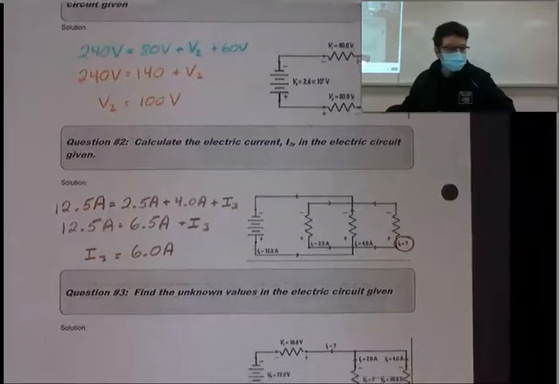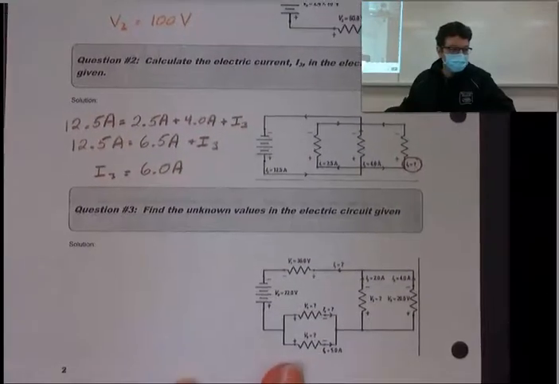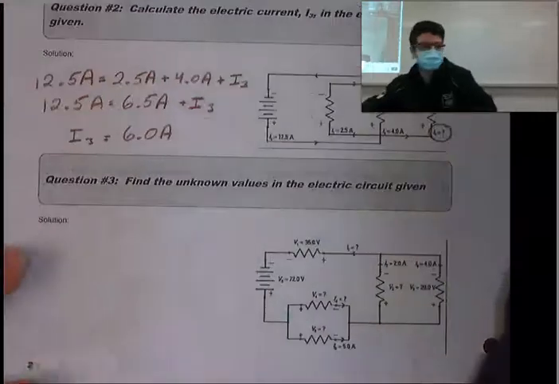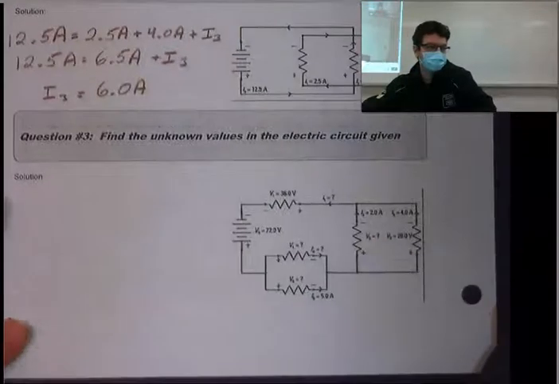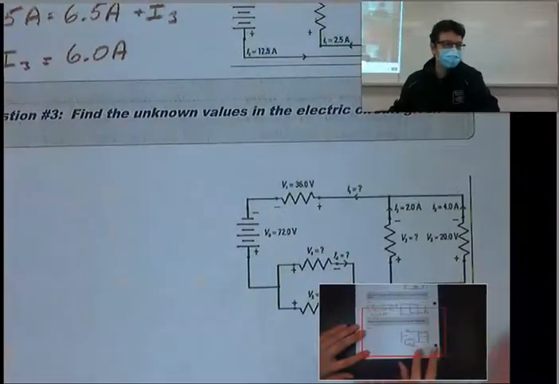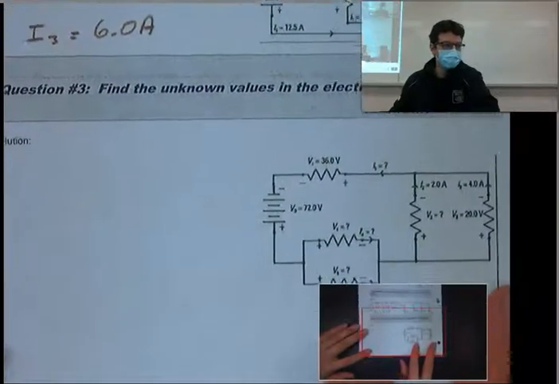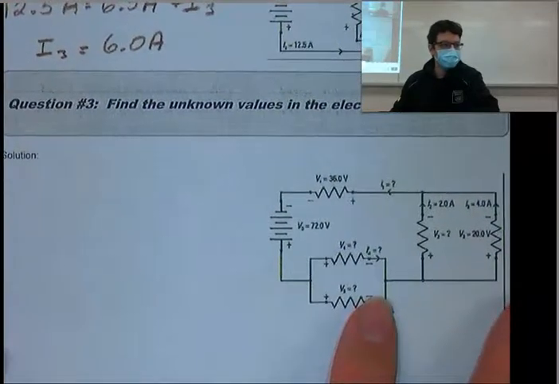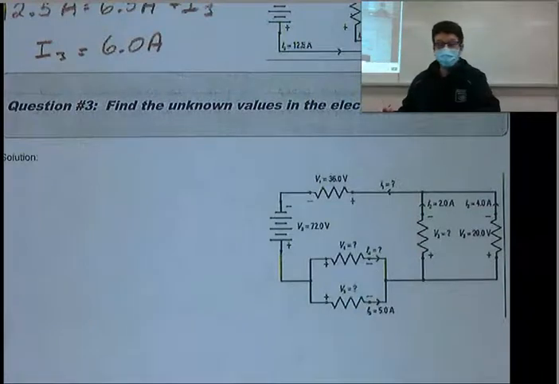Now we're going to look at example number 3. This example, let me zoom in. This one's a little bit more tricky. You might look at it and say, well, is it a parallel or a series? And, well, it's both. This is called a mixed circuit.